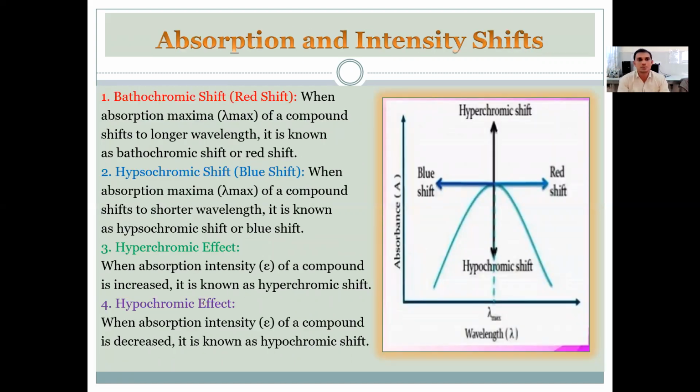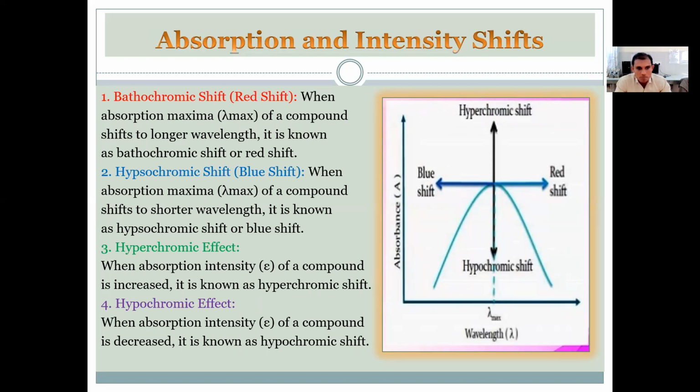Absorption and intensity shifts in UV spectroscopy. Now the graph: here a graph is drawn, in which the y axis shows absorbance and the x axis is wavelength. According to the particular component, this intensity shift occurs. So bathochromic shift, what is bathochromic shift? When the absorption maxima of a compound shifts to a longer wavelength, it is known as bathochromic shift. And hypsochromic shift: when the absorption maxima of a compound shifts to a shorter wavelength, it is known as hypsochromic shift.